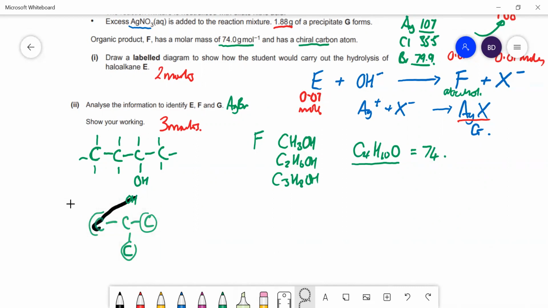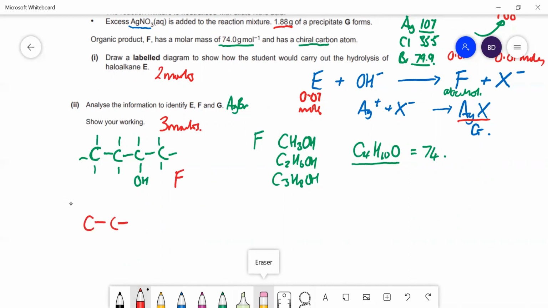So if F is butan-2-ol, that's F there. The haloalkane it was formed from, and we know it's the bromo now, has got to be 2-bromobutane.